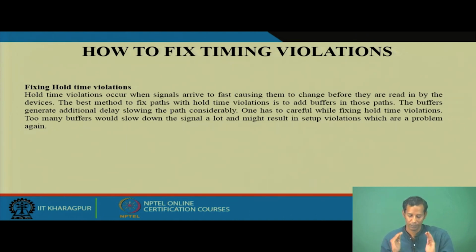Hold violation basically comes because the data reaches too fast. So, if you want to make the data slower, you put extra buffers onto that particular path, so that the data now comes late and you can fix the hold violation.